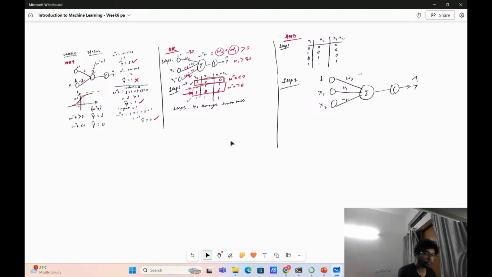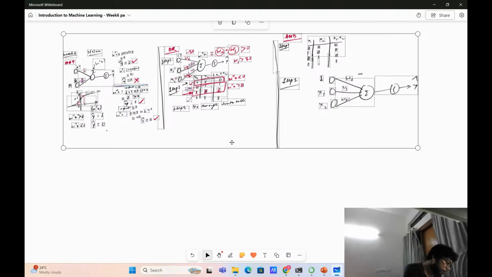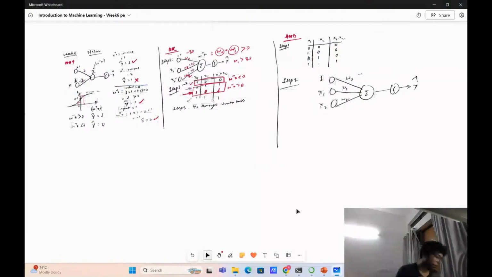Is that clear? Now, step three is you go through your truth table one by one. Okay. So step three. So let's look at the first row of the truth table. So the first row says that if both are 0, then your output is 0. So if x1 and x2 both are 0, okay.